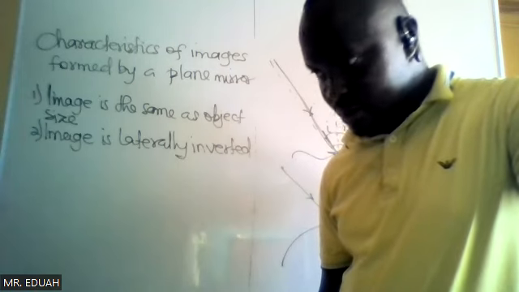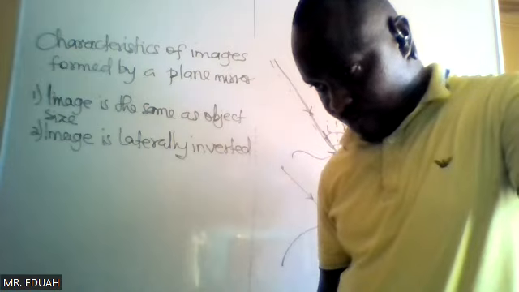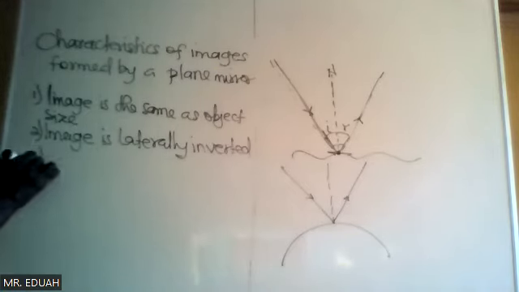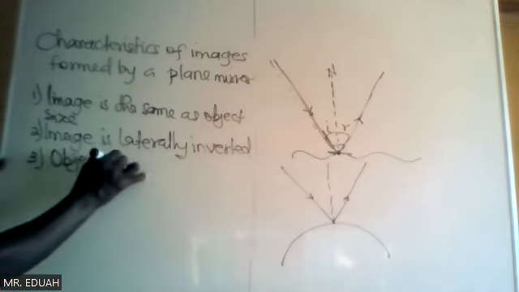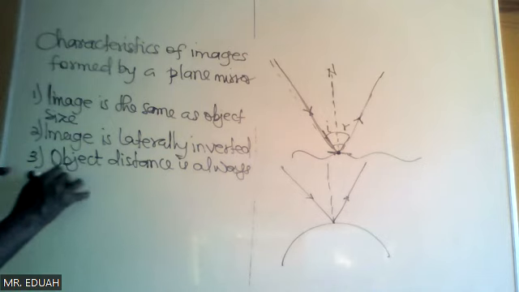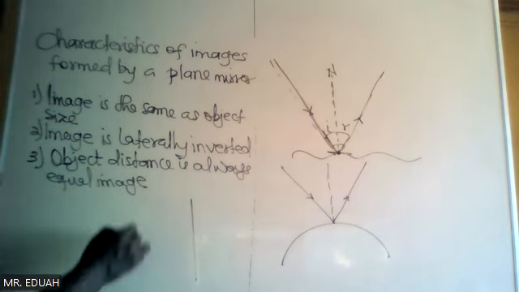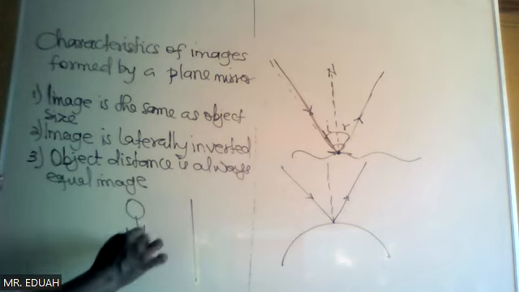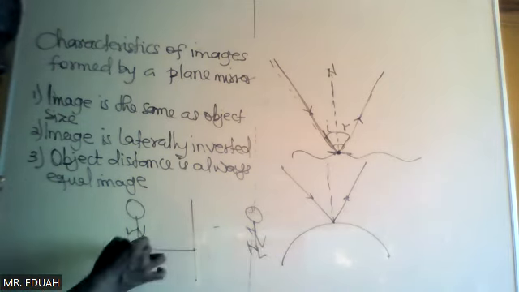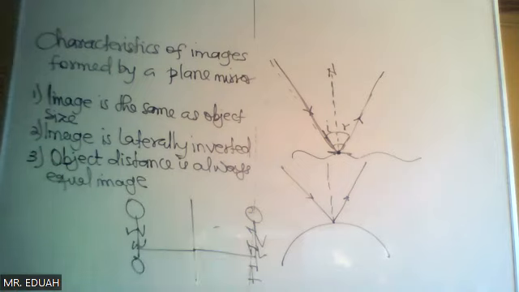So I also have observed that the distance of the real object away from the mirror is equal to the distance of the image. Okay, so am I saying that object distance is always equal to image distance? Yeah, she's talking about the distance if there's a mirror and Amma is here, and this is her image. This is the distance from the mirror to the object, then the distance from the mirror to Amma, the image, is the same. Yes, it's true.